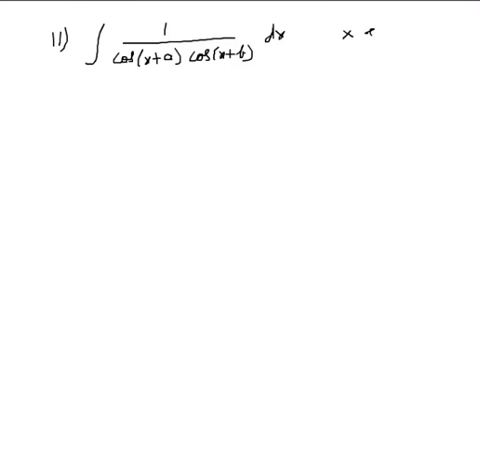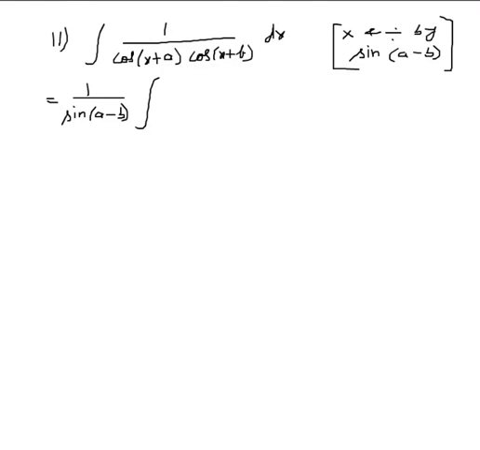So we will multiply and divide by sin of a minus b. One divided by sin of a minus b is a constant, so I can take it outside the integral, and the one which I am multiplying, I am writing it inside. We have multiplied and divided by sin of a minus b.